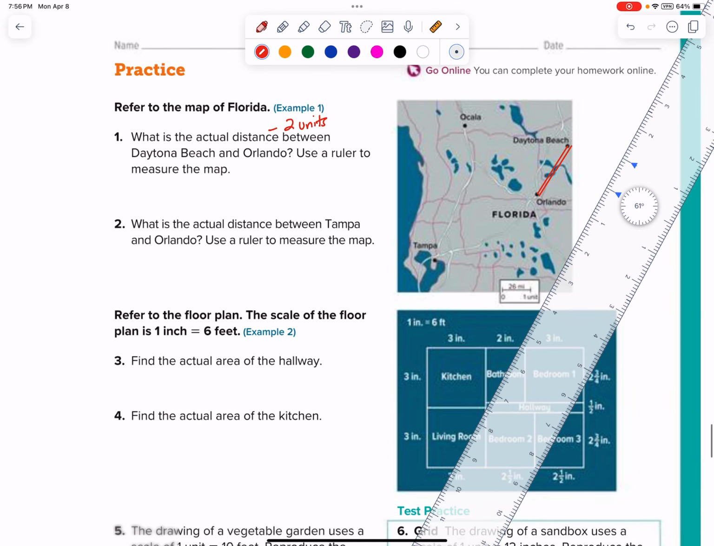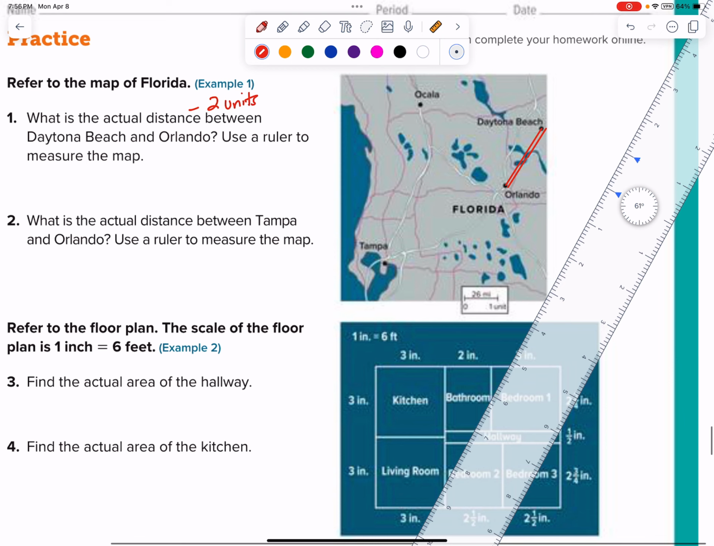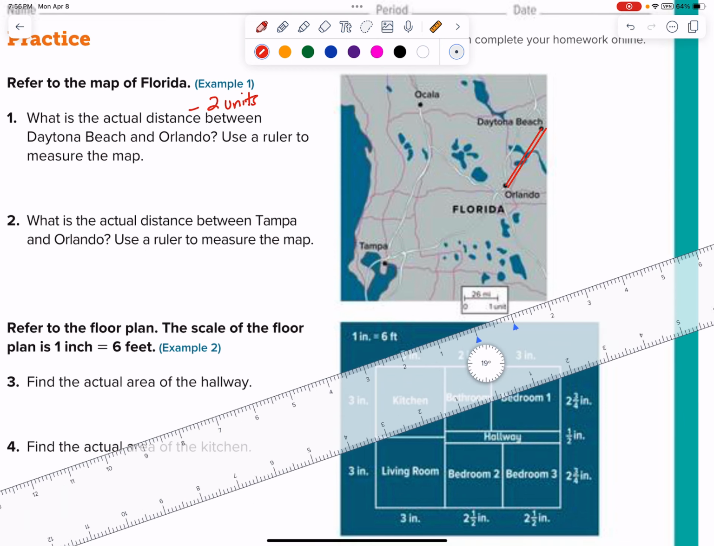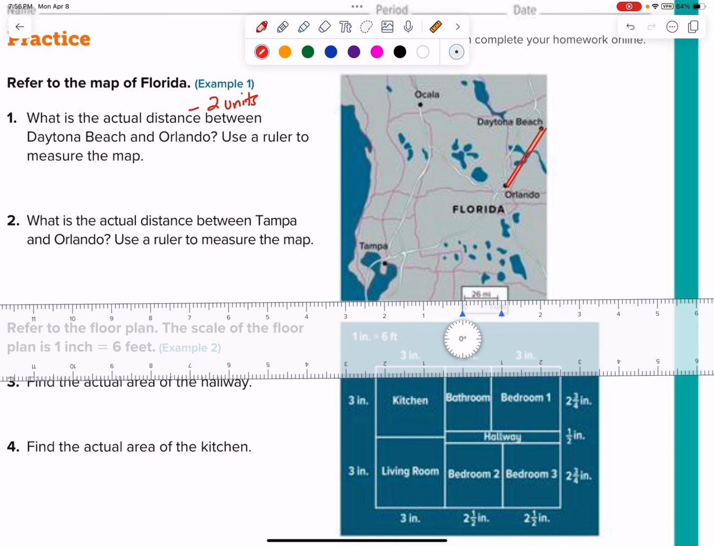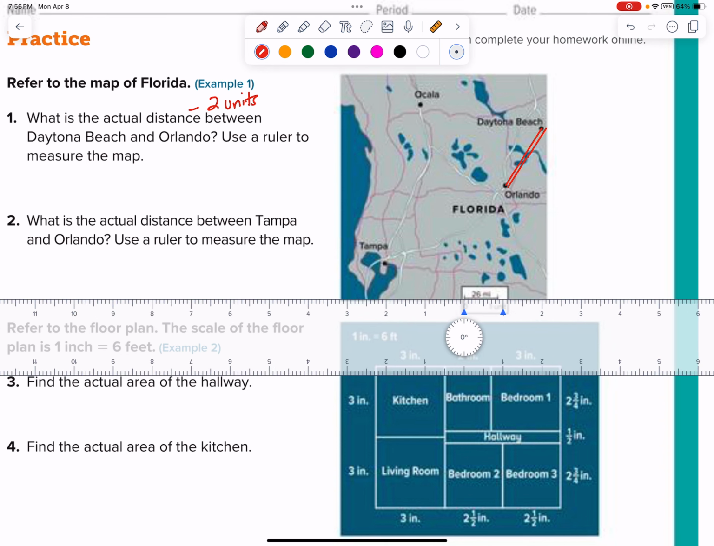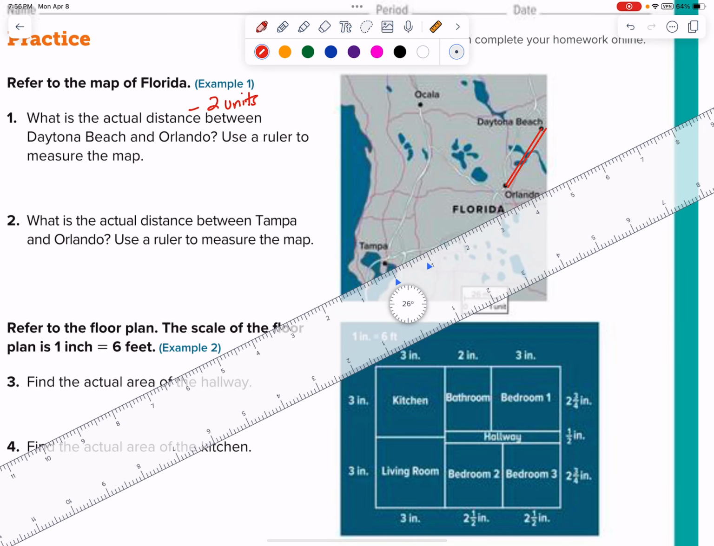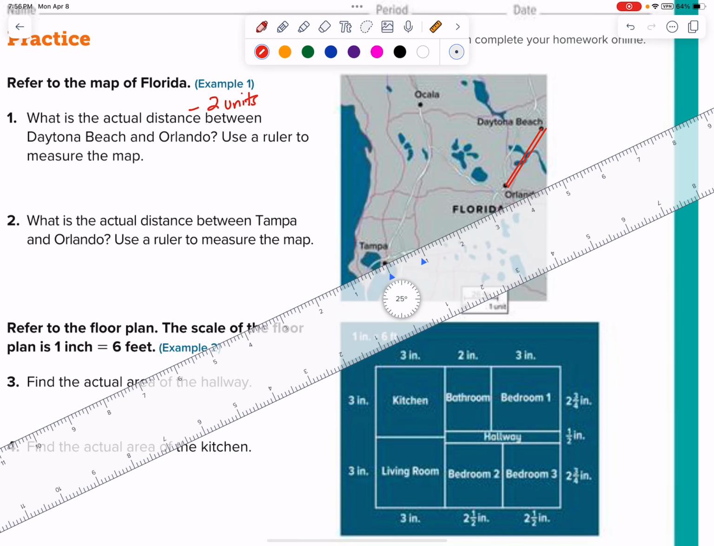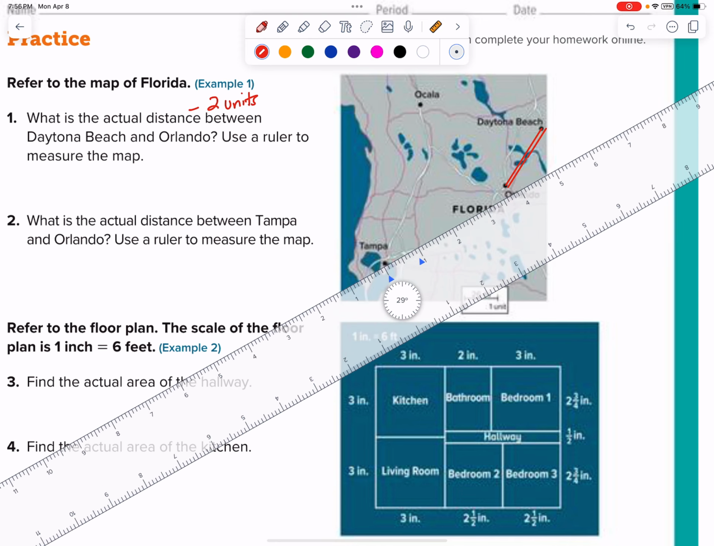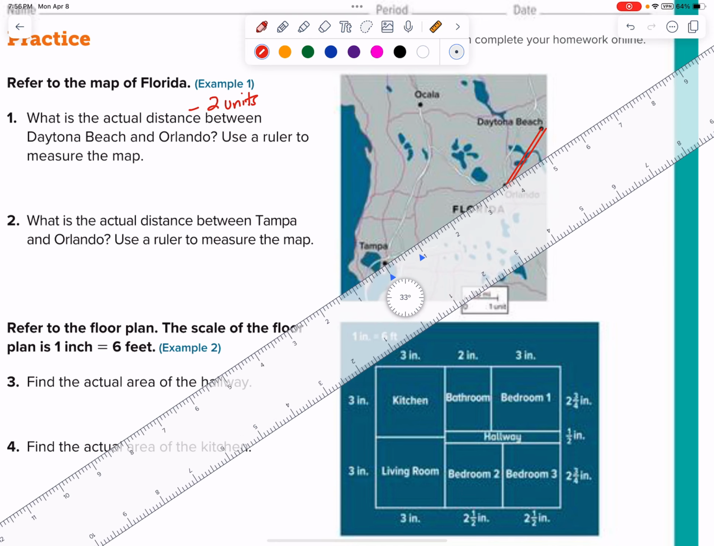And then why don't you try it for Tampa to Orlando, okay? So it's a pretty longer distance from Tampa to Orlando. You already have the 1 unit there, okay? It's pretty close. Let me shrink it up there. Okay, and then you can take your ruler up, first line it up between Tampa and Orlando. Okay, and Orlando's the dot there.